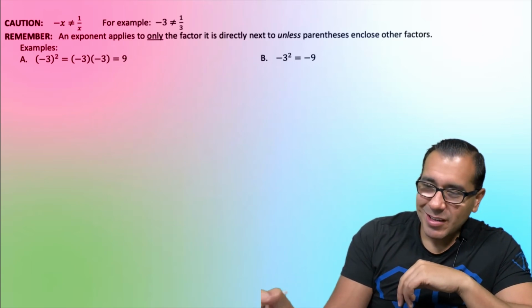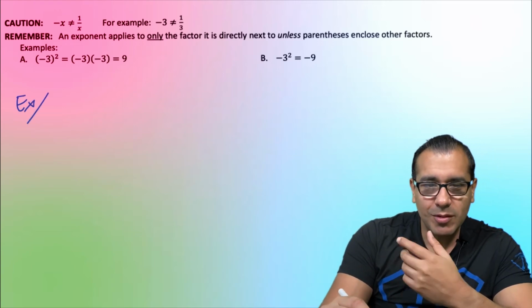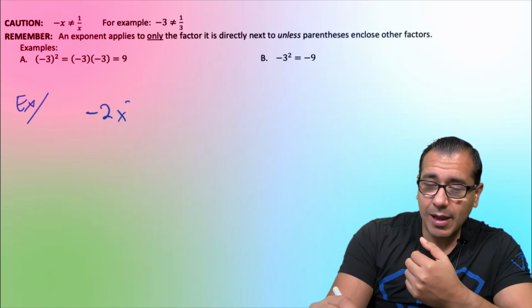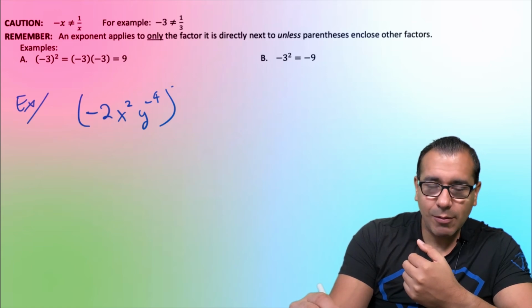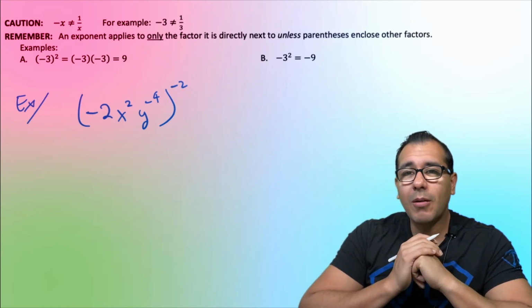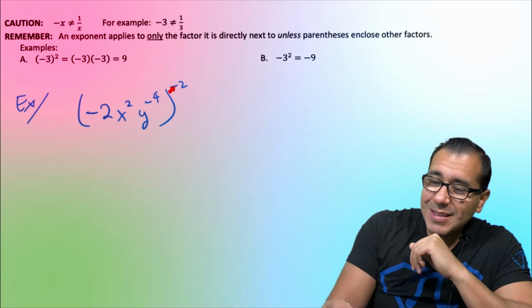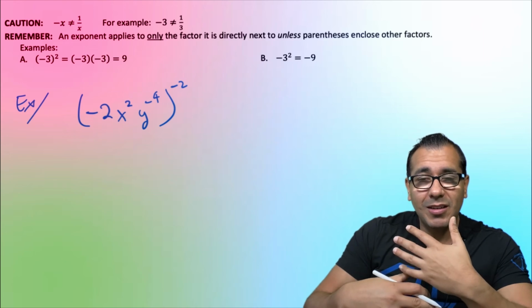All right, so let's kind of bring some things together. Let's get some last practice examples. Let's go beast mode here. What happens if we have negative 2x squared y to the negative 4th power, all raised to the negative 2? All right, so according to our properties, if we look back, we know that this negative exponent is going to shoot everything to the denominator.